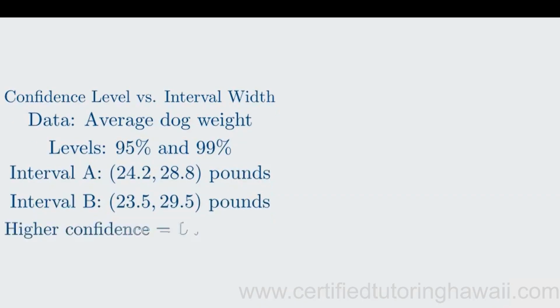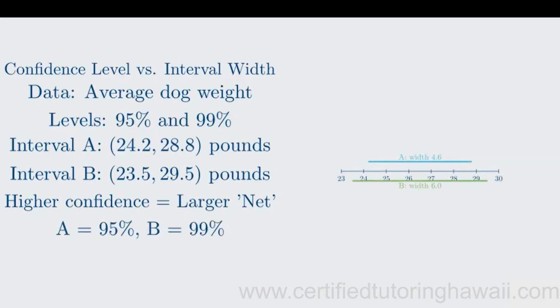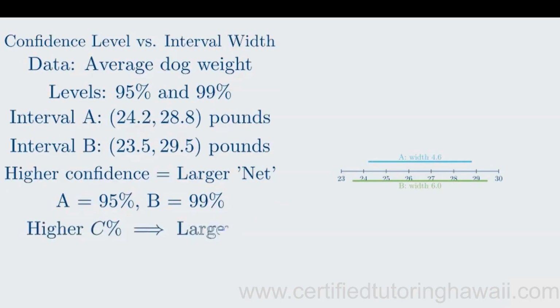Recall that to be more confident that we have captured the true mean, we need to provide a wider range of plausible values. Looking at our numbers, interval B is wider. It stretches further in both directions than interval A. Therefore, interval B must be the 99% confidence interval, and interval A must be the 95% confidence interval. This is because the critical value, T star, for 99% confidence is larger than the T star for 95%.